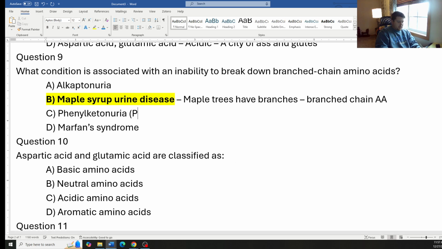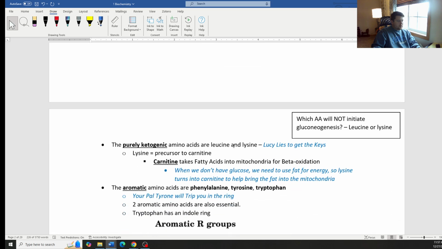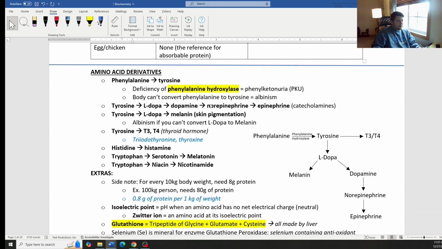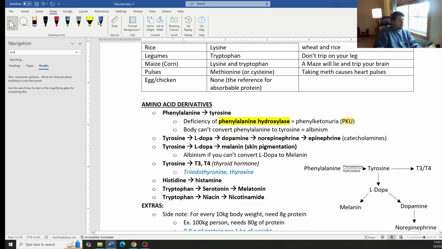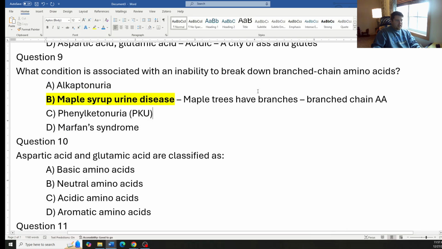Phenylketonuria, this is our PKU. This is an inability to break down the phenylalanine. It's a deficiency of the phenylalanine hydroxylase, phenylketonuria, PKU, so we can't break down phenylalanine. That's the big one that's going to be asked.